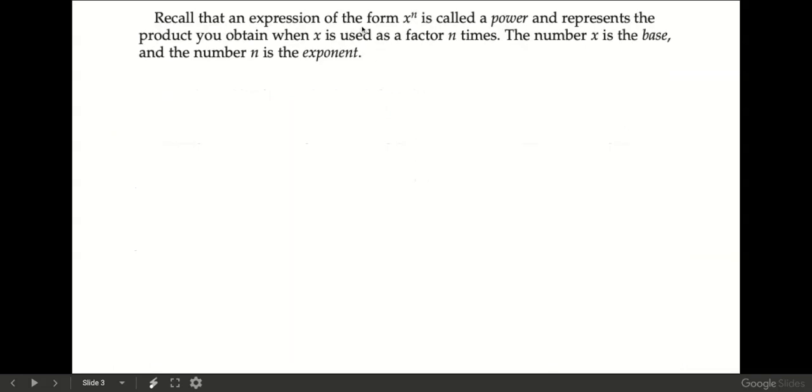So recall that an expression in the form x to the nth power is called a power and represents the product you obtain when x is used as a factor n times. So the number x is the base and the number n is the exponent. So again, if we had 2 to the 5th power, 2 would be considered the base and 5 would be considered the exponent. If we were to do 2 to the 5th and expand it out, write it in expanded form, it would just mean that I would do 2 times itself 5 times, right? I would have 5 factors of the number 2. And if I were to multiply that out, that would be equal to 32, right? So 2 to the 5th power means 2 times itself 5 times, which just equals 32.